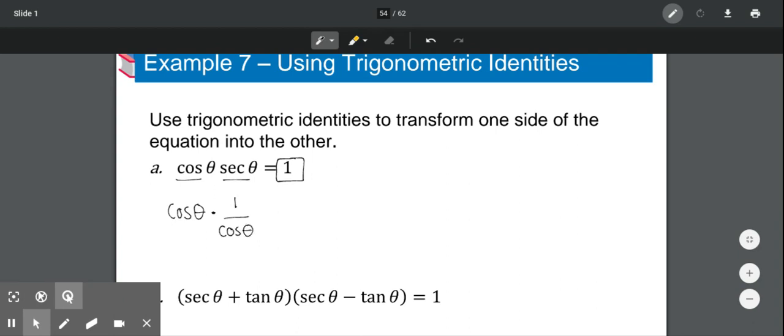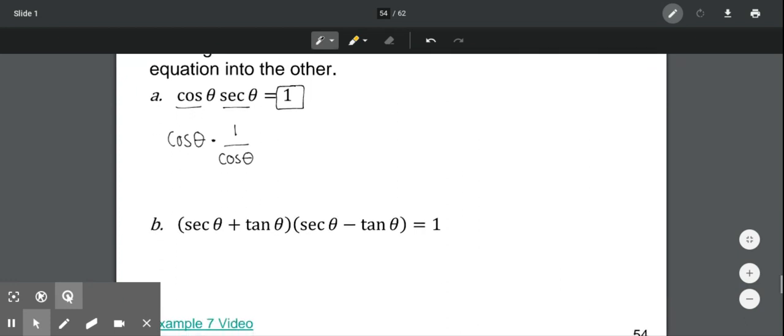Right, so we could rewrite the left side as cosine times 1 over cosine, which gives you cosine over cosine. And cosine over cosine is 1, right? And we needed it to be the same as 1, right? So we got those two sides to be the same, and we're excited about it. So we say, yep.